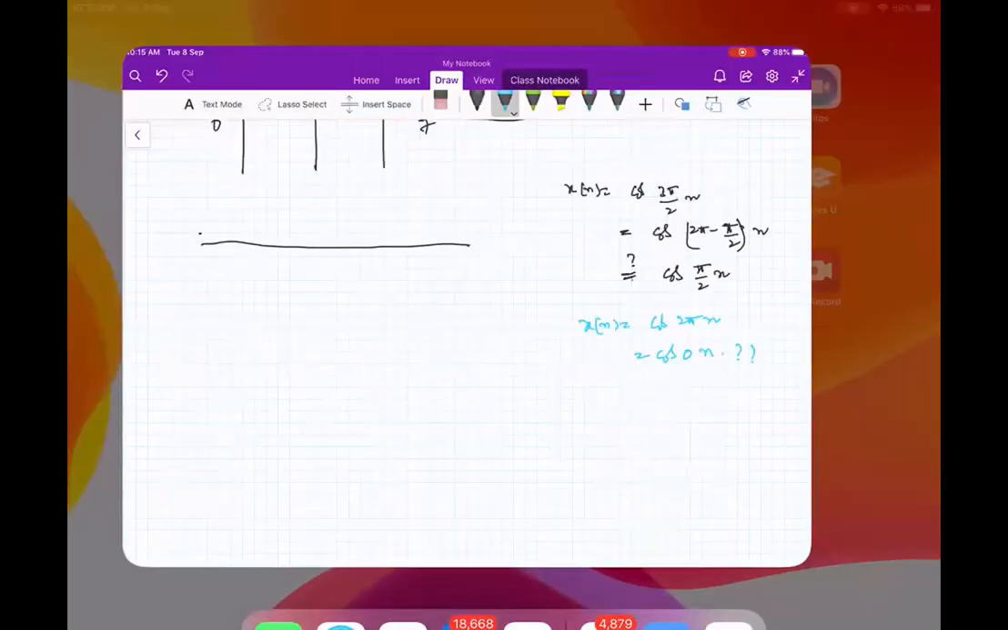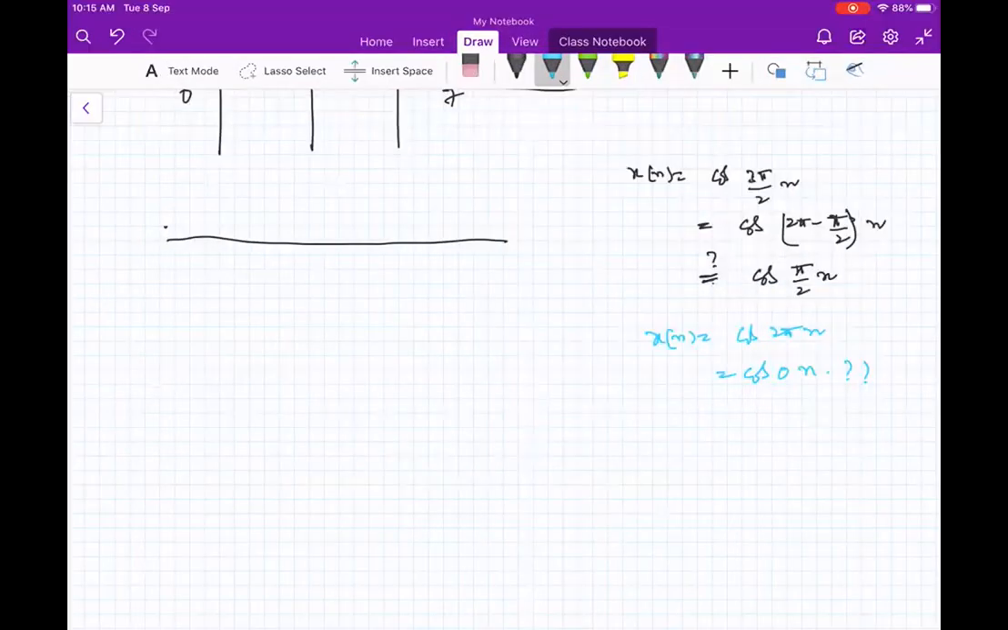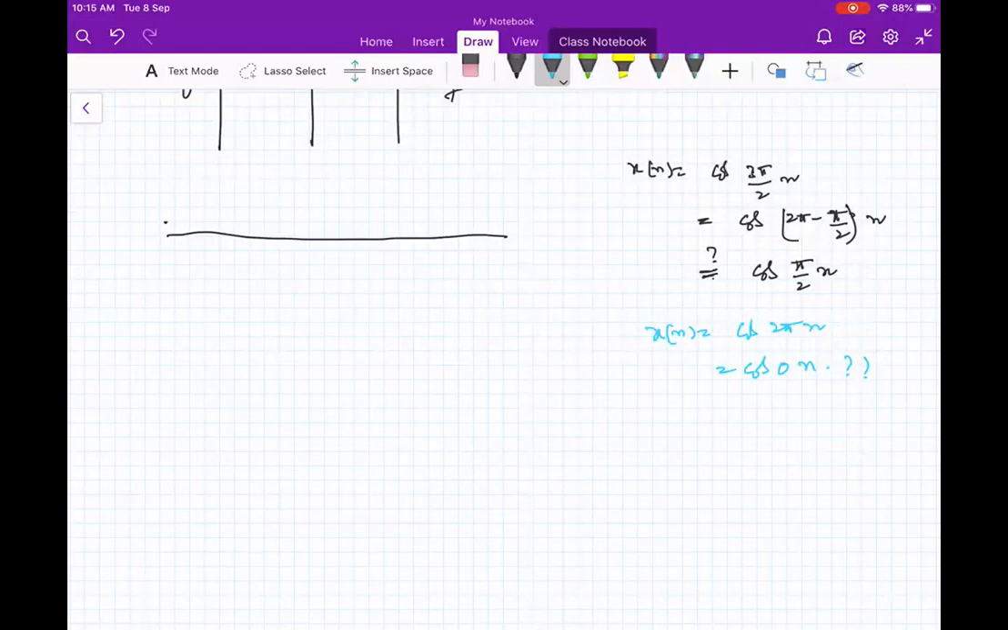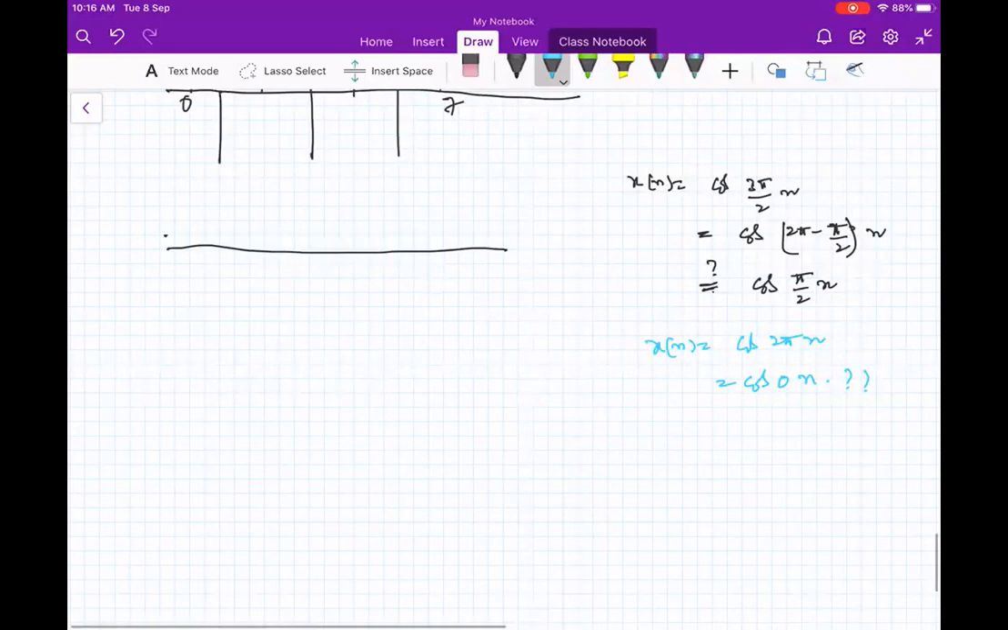Going ahead, so what is cos 2 pi into n? Is it audible or not? All the values will be 1, sir. Yeah, so it is equal to cos 0 into n. So it resumes back to all 1.